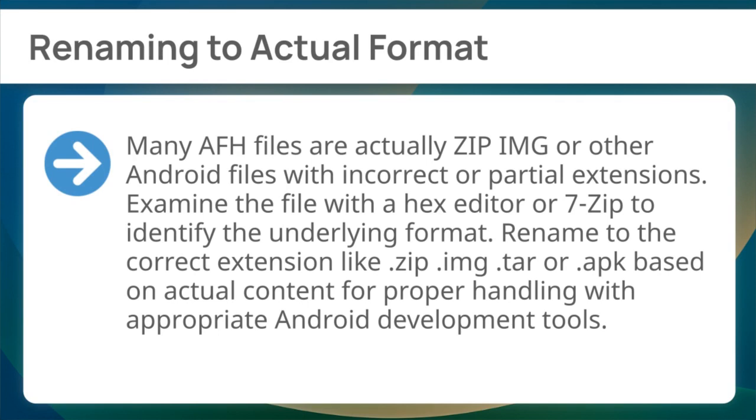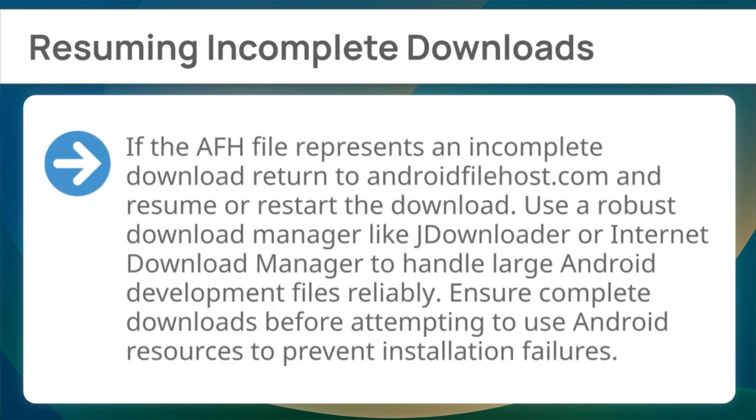Examine the file with a hex editor or 7-Zip to identify the underlying format. Rename to the correct extension, like .zip, .img.tar, or .apk, based on actual content for proper handling with appropriate Android development tools. Next, resuming incomplete downloads.